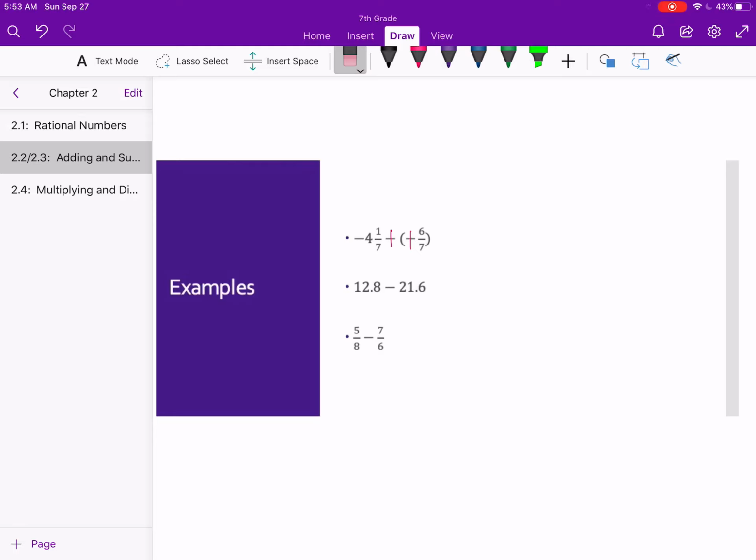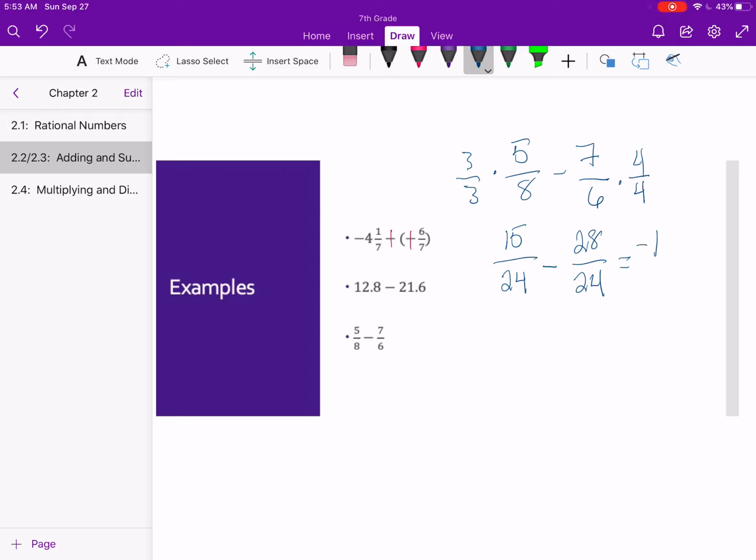And last example, we have 5/8 minus 7/6. We need a common denominator, which in this case is 24. So we're going to multiply the left fraction by 3/3, the right fraction by 4/4. So we get 15/24 minus 28/24. 15 minus 28 is negative 13 over 24, and that doesn't reduce, so we are done.